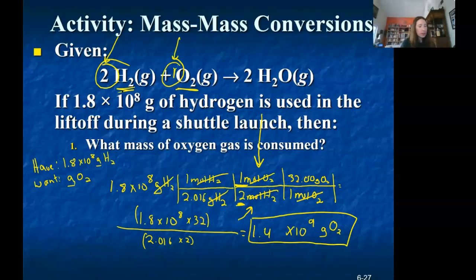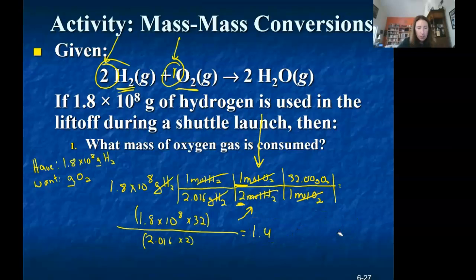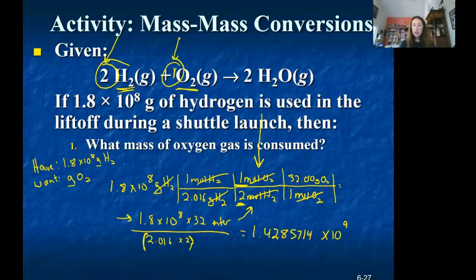Yeah, okay, so let me see. Here's what my calculator says. My calculator says 1.42857114. You don't need any more numbers than that, times 10 to the 9th. So again, those of you that are not getting this number, put this in, hit enter. And then hit divided by, open parentheses, 2.016 times 2, close parentheses. Then you should get the right number.